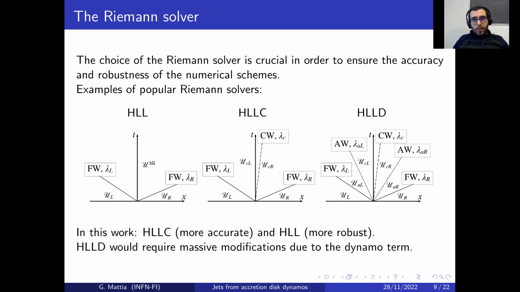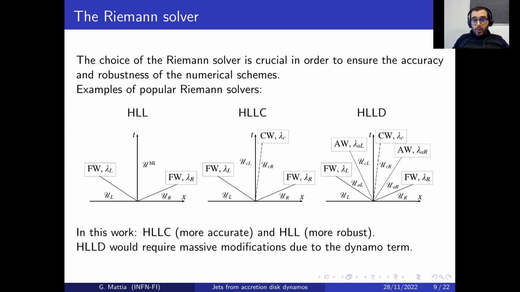But here comes the point. The dynamo equations have the induction equation, which now has an additional dynamo term that changes the eigenstructure of the MHD equations. So to adopt the HLLD would have required massive modifications to the Riemann solver, because if you try to compute the eigenvalues of the MHD plus dynamo, you see that the alpha waves are strongly affected by the dynamo. They have a strong dependence. The alpha wave is actually a slow wave, while the contact wave and the fast waves are basically unchanged.